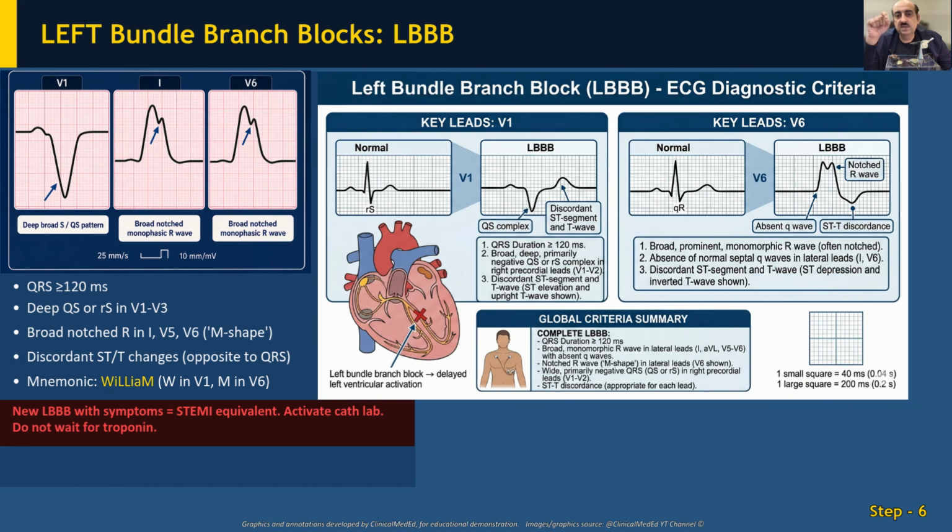What it does is that, first of all, the QRS is going to be prolonged in a complete bundle branch block, more than 3 small squares, so more than 120 milliseconds. So that's the first criterion. The second is you will have a different pattern in the chest leads V1 to V3 and in the lateral leads 1, AVL, V5 and V6.